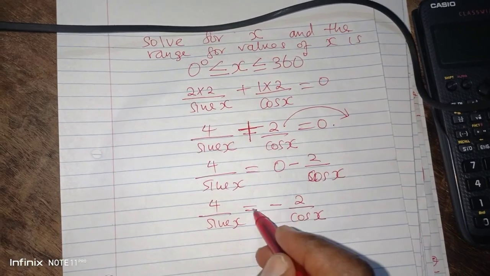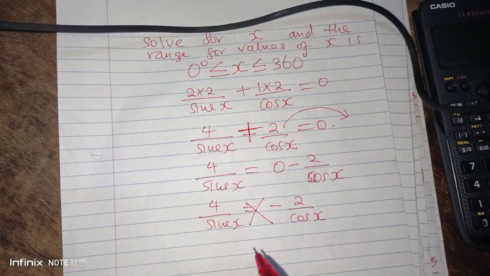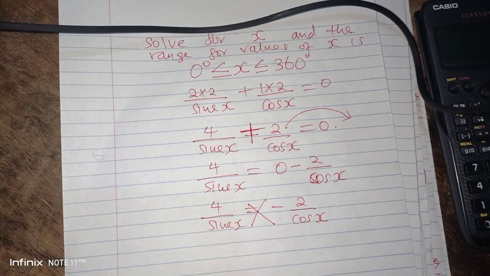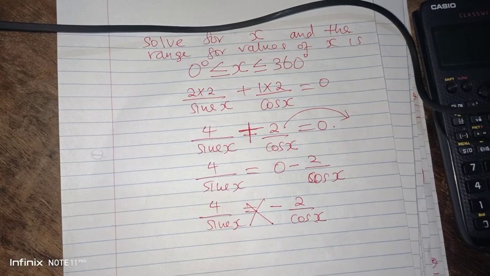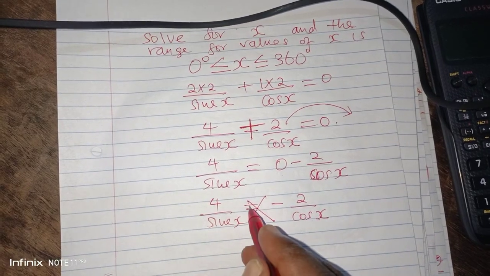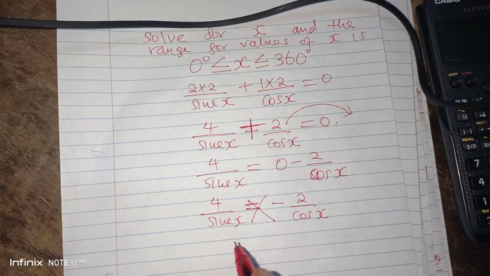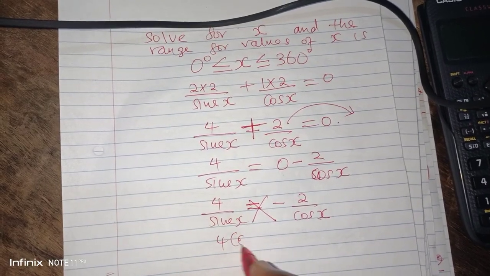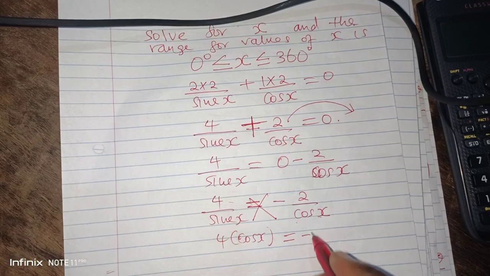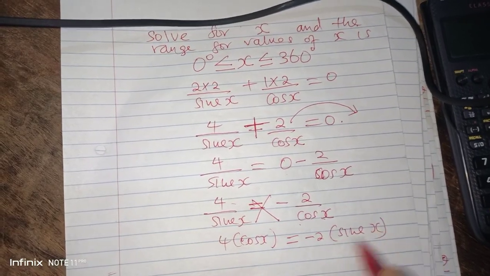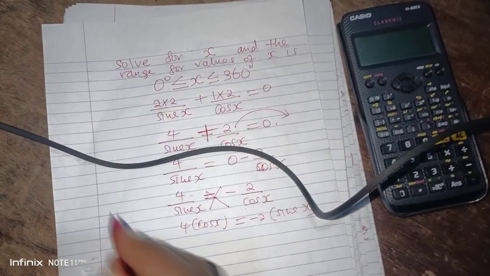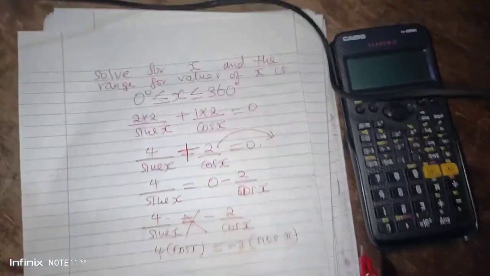Then we can cross multiply to make our work easier. Of course, I'm looking for a way of how I can pick these trigonometric ratios onto the numerator side. And the only possible way to do this is to cross multiply these two parts. There's an equal sign here. So then we shall come here and say 4 into cos x should be equal to negative 2 into sine x. Very easy question.